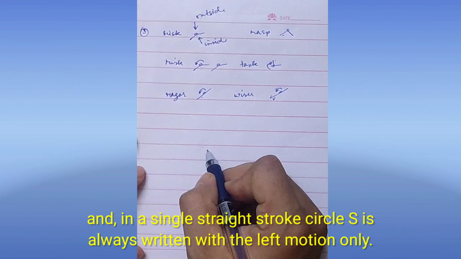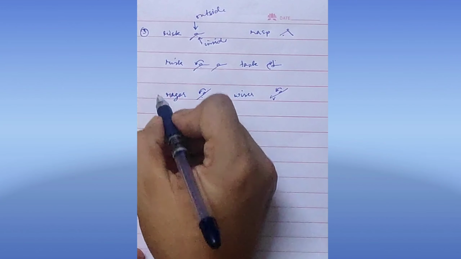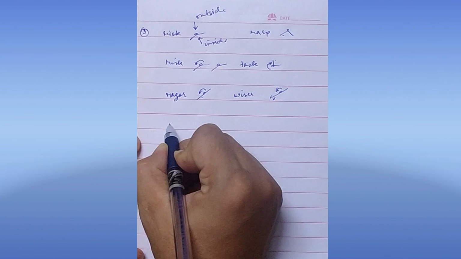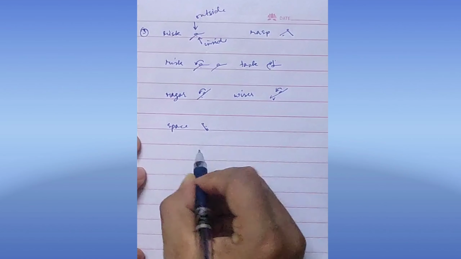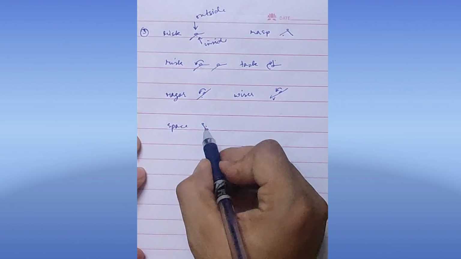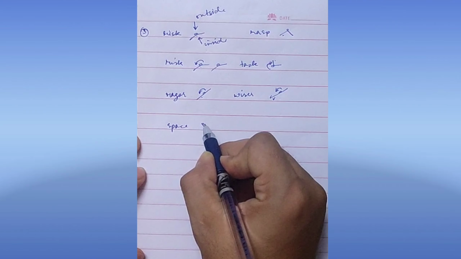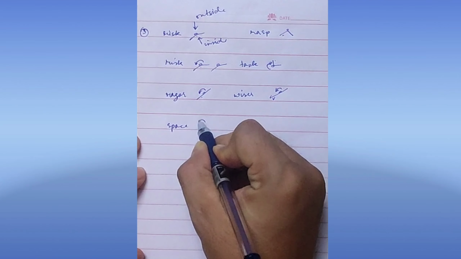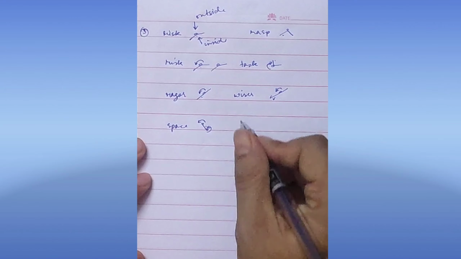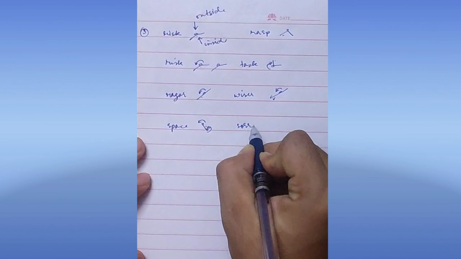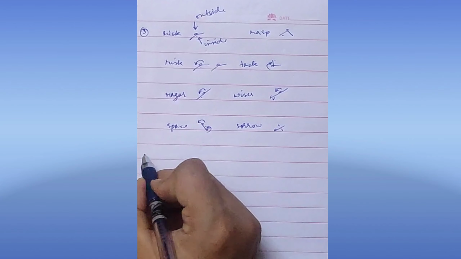And on a single straight stroke, circle S is always written with the left motion. So, space, S-P-A-S, space. This is a single straight stroke. So when a circle is attached to a single straight stroke, it is always written in the left motion. It is going this way. Sorrow.